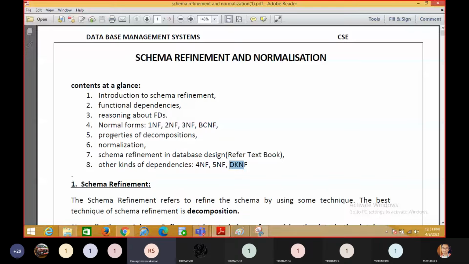We will also discuss the properties of decomposition. We do schema refinement by using decomposition. How can we decompose it, to do schema refinement with normalization? This we will discuss in this chapter.